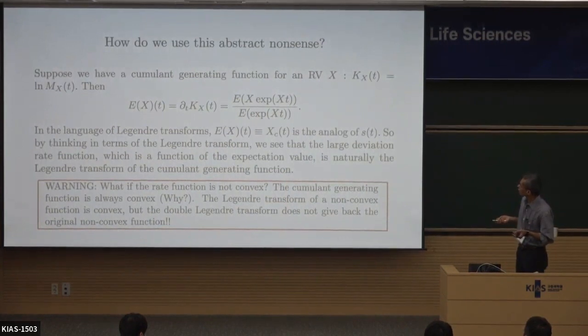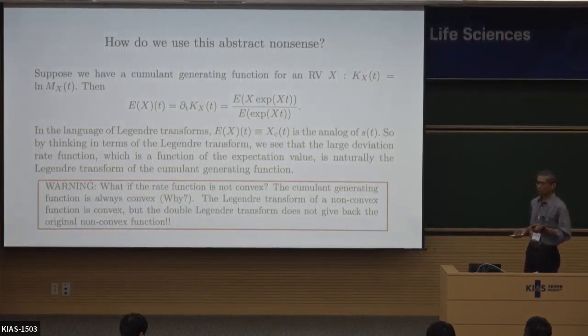Okay, so how do we use this? I think I talked about most of this. If you have a random variable x, what we want is, we have the cumulant generating function. We have, I think we talked about all this. Yeah, so the large deviation rate function is a function of the expectation value. And it's naturally the Legendre transform of the cumulant generating function.